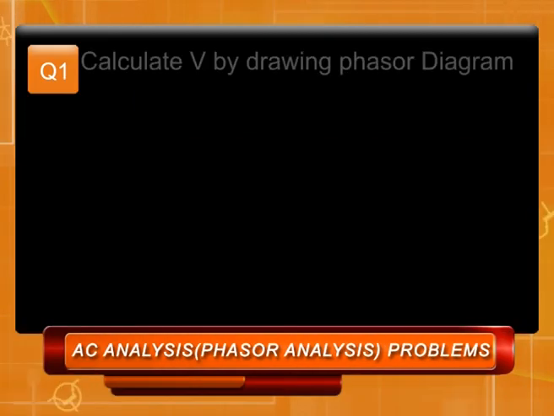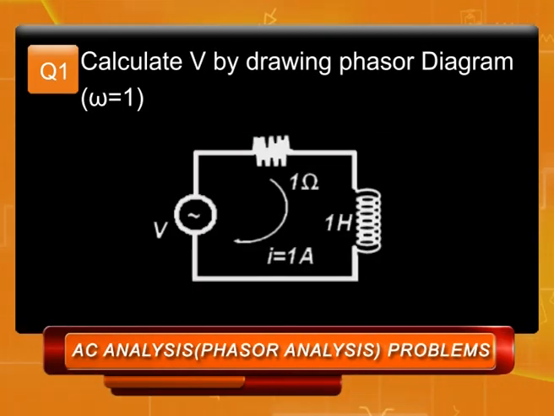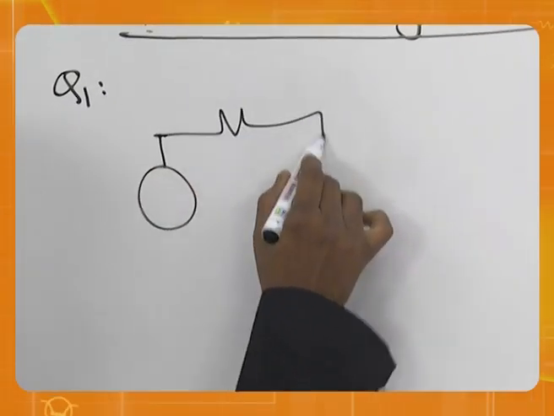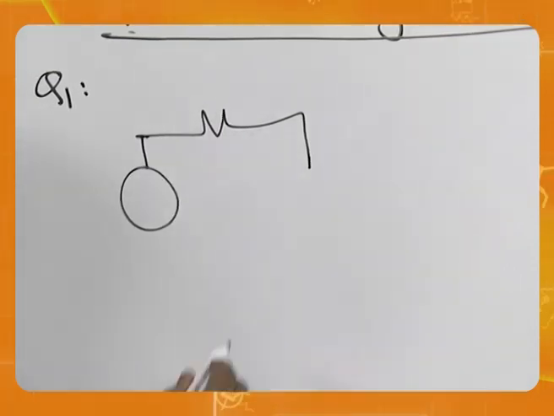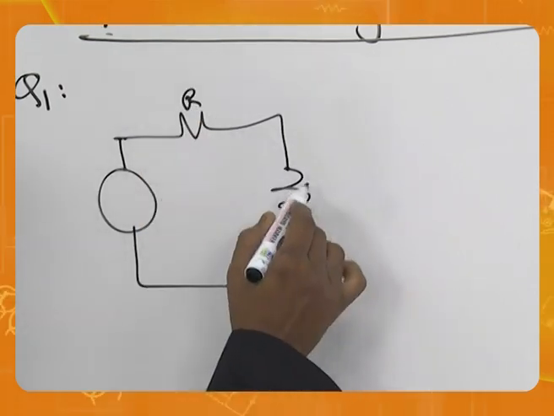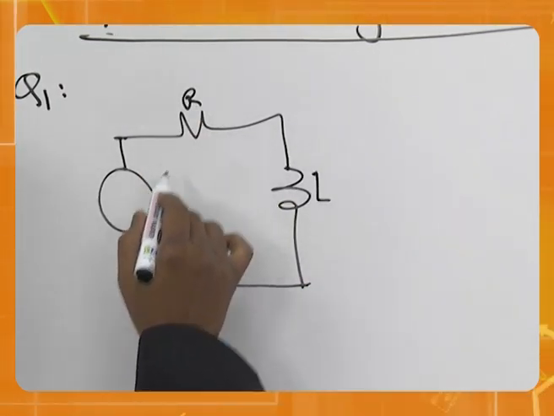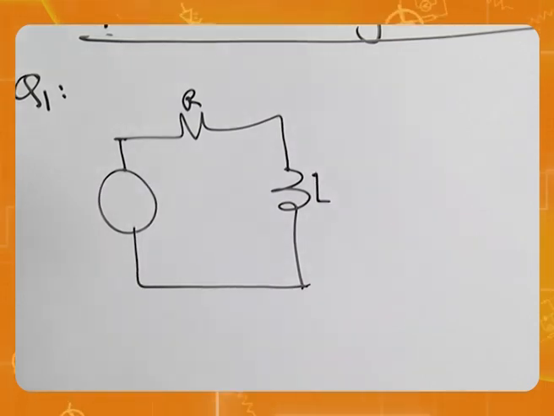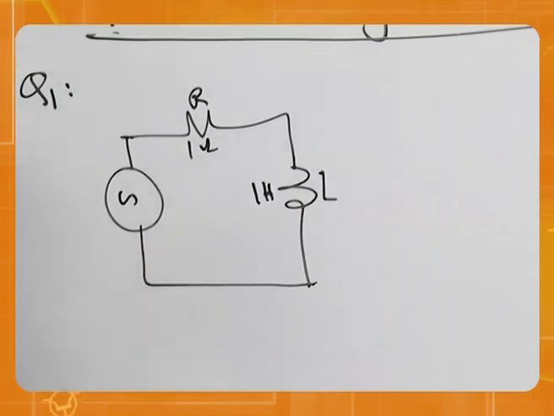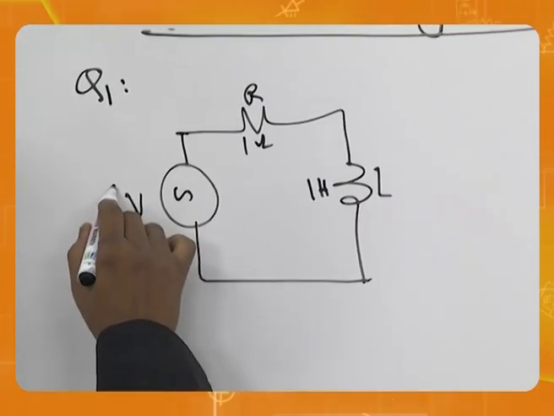Question number 1. Calculate V by drawing a phasor diagram, in which frequency is given as 1. Okay, now let me take the circuit here. The circuit given was an inductor. Say this is R, L. Resistor given is 1 ohm, inductor 1 Henry, and we need to calculate this V.